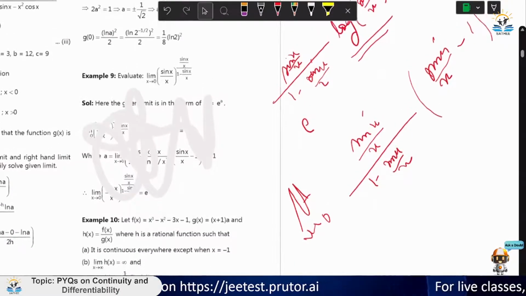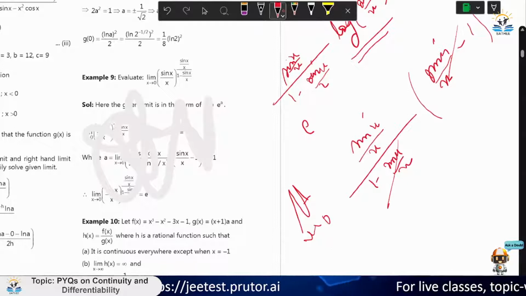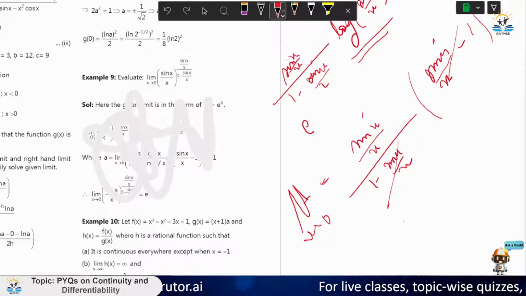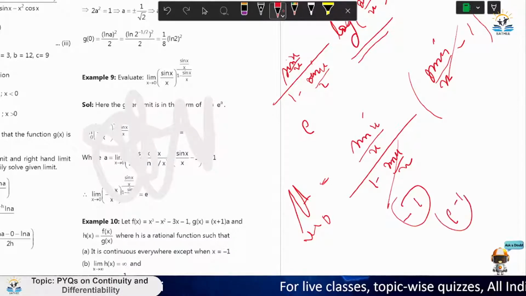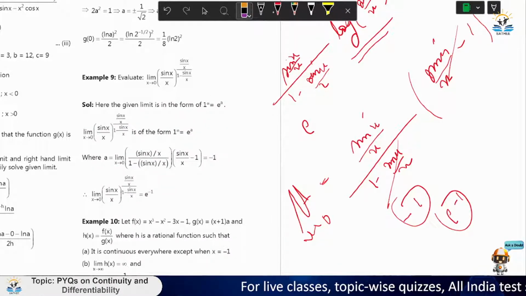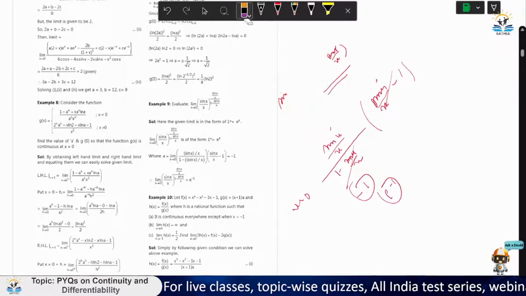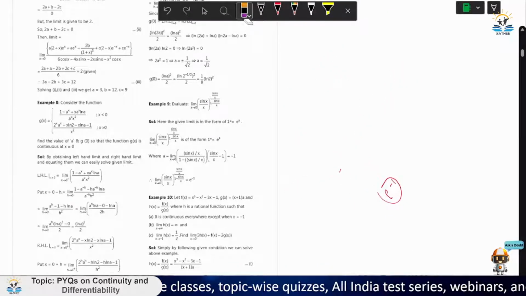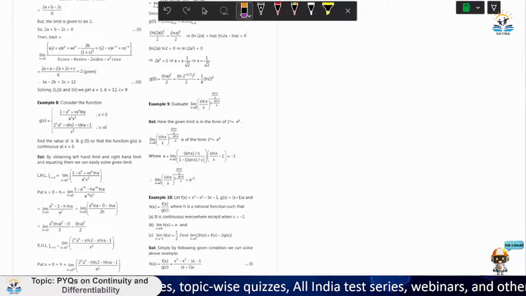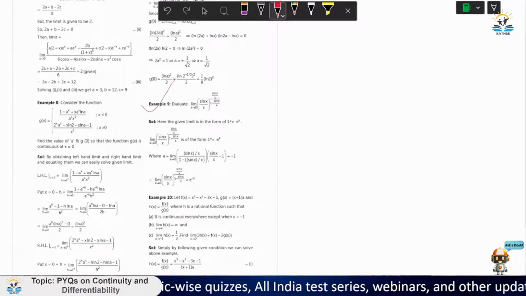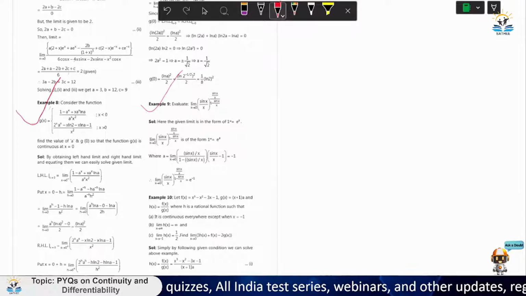Now if we start solving, this and this get cancelled with a negative sign, so I am left with minus 1. So e to the power minus 1 is my answer. Very basic question, just a direct application of the 1 to the power infinity solution. So this is what we have. Let me just take the questions to avoid any doubts.